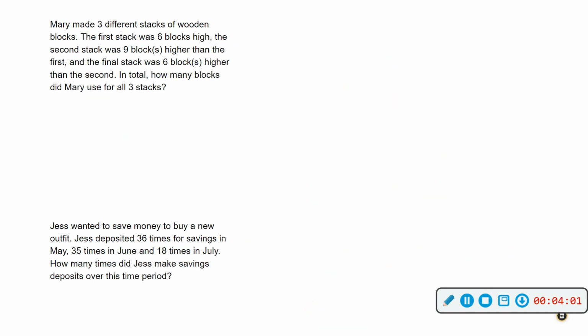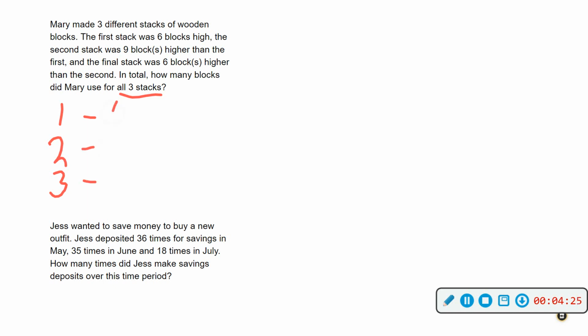Mary made 3 different stacks of wooden blocks. The first stack was 6 blocks high. The second stack was 9 blocks higher than the first, and the final stack was 6 blocks higher than the second. We want to find out all 3 stacks. So I noticed that there are many different stacks. So I'm going to try to organize my thinking first before I begin trying to set up the problem, because I would love to know what it's trying to say.